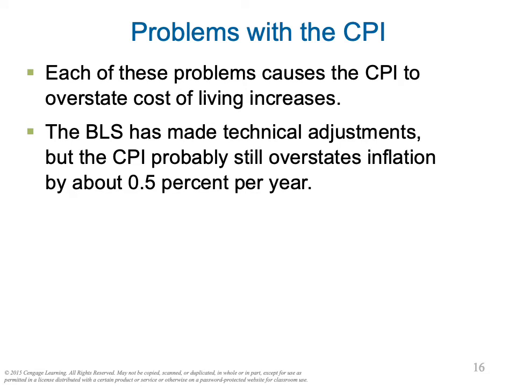Now, the Bureau of Labor Statistics is aware of these problems. It's not like it doesn't know about these. And it has made technical adjustments over time. It has tried to correct for these issues. But honestly, the CPI probably still overstates inflation by roughly 0.5% per year. Now, why do we care?